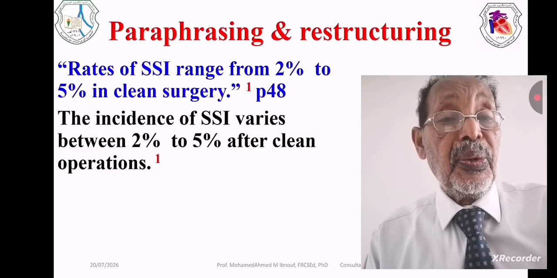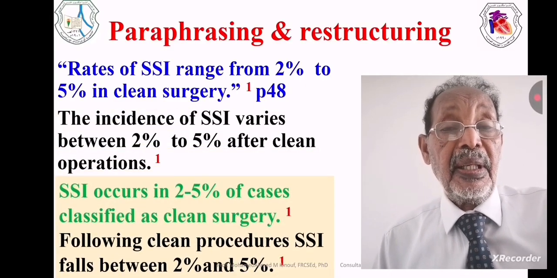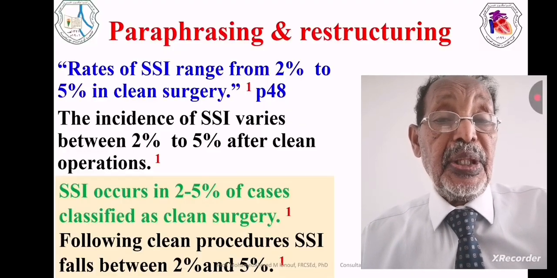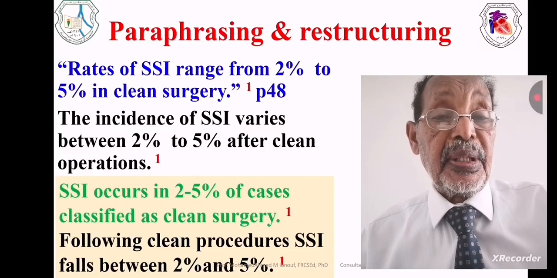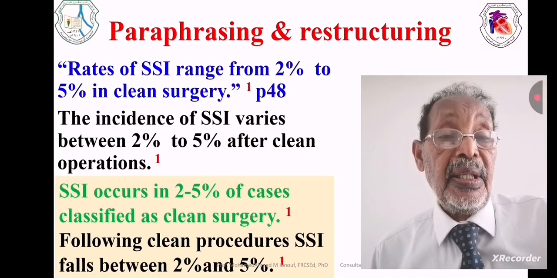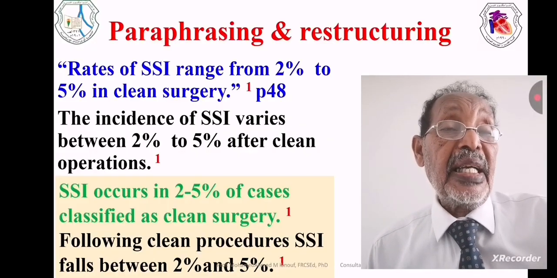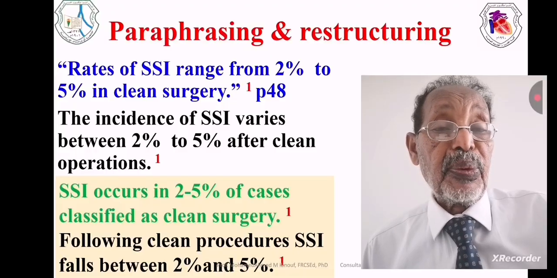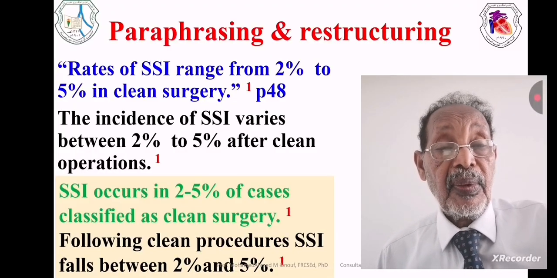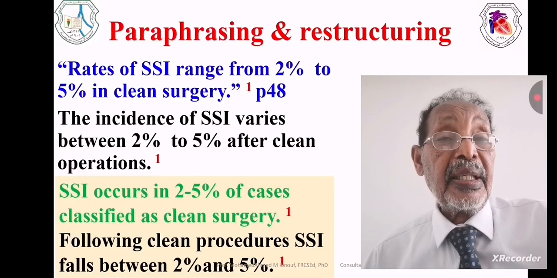And let us also have another paraphrasing. We can start with surgical site infection. The original statement, the quotation, started with rates of surgical site infection. Now we can start with surgical site infections occurs in 2 to 5% of cases classified as clean surgery or clean surgical procedures or clean wounds. Also, we can write following clean surgical procedures.